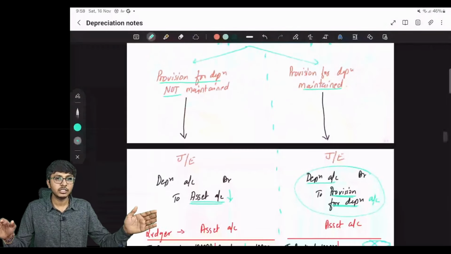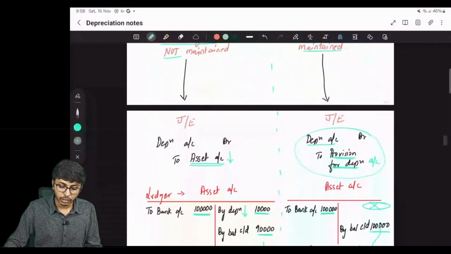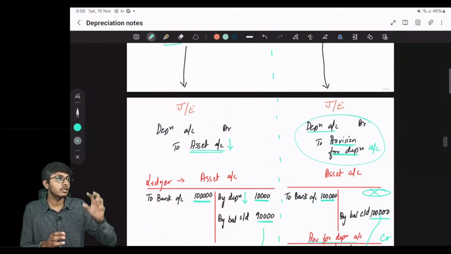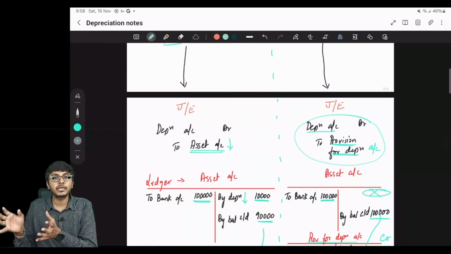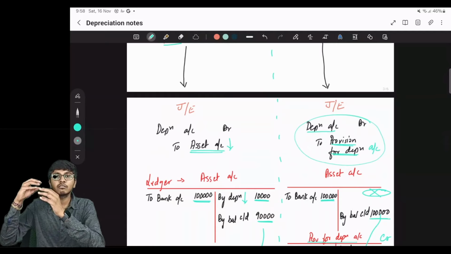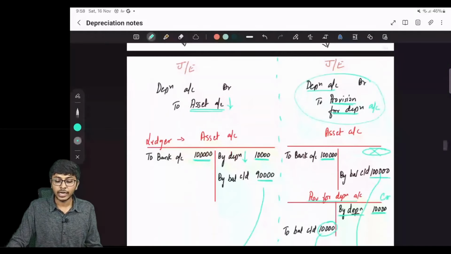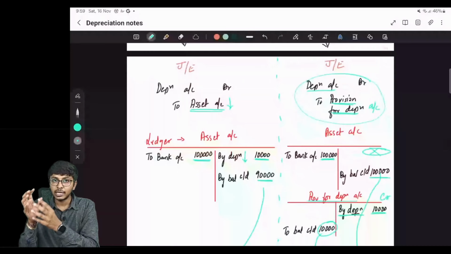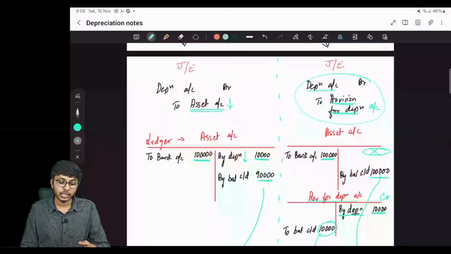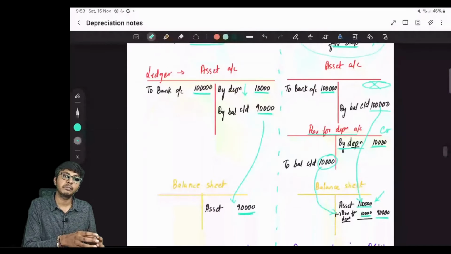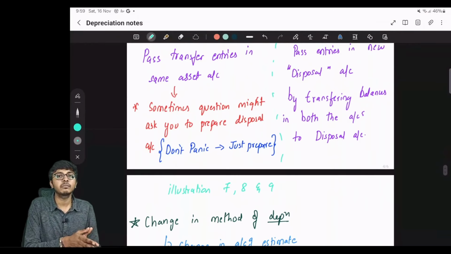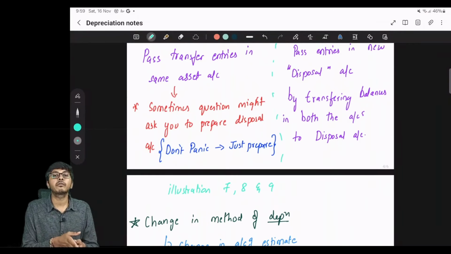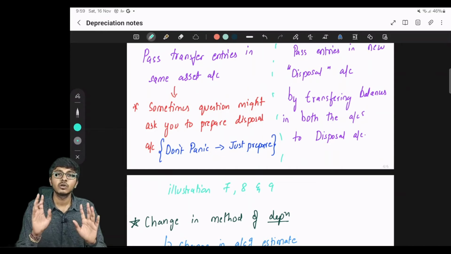Again, we saw two things: if provision for depreciation is provided or if it is not provided. If provision for depreciation is not provided, it's very simple. You charge depreciation to the asset account itself. If it is provided, then you create a separate account called provision for depreciation account. Asset balance will be maintained at its cost. Now at the time of sale, where the provision for depreciation is created, we transfer the balance of the asset to a new account called disposal account. When it is not created, you provide depreciation in the same asset account. Sometimes, even though you're not providing provision for depreciation, ICAI will ask you to prepare a machinery disposal account. Still, don't panic, prepare it.